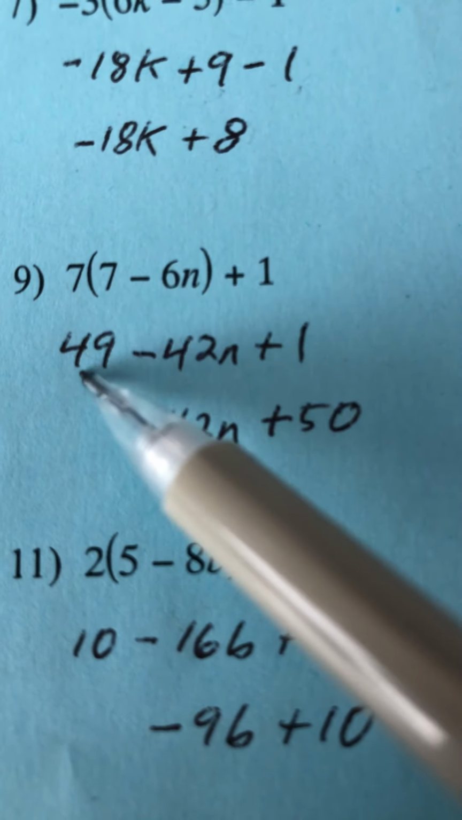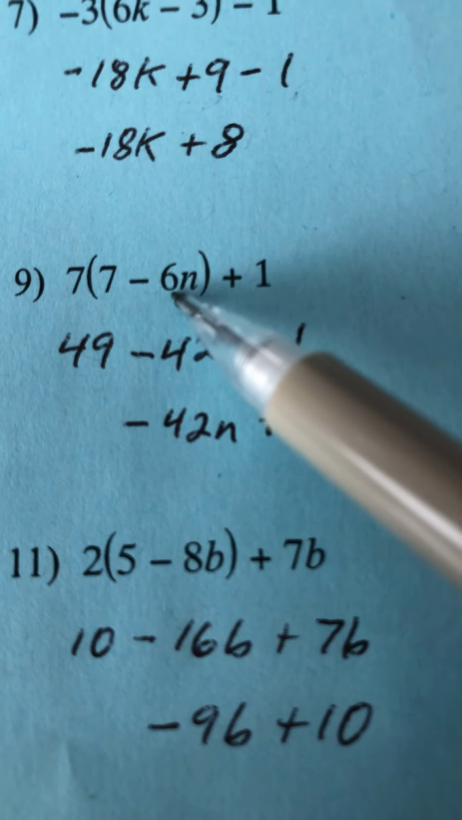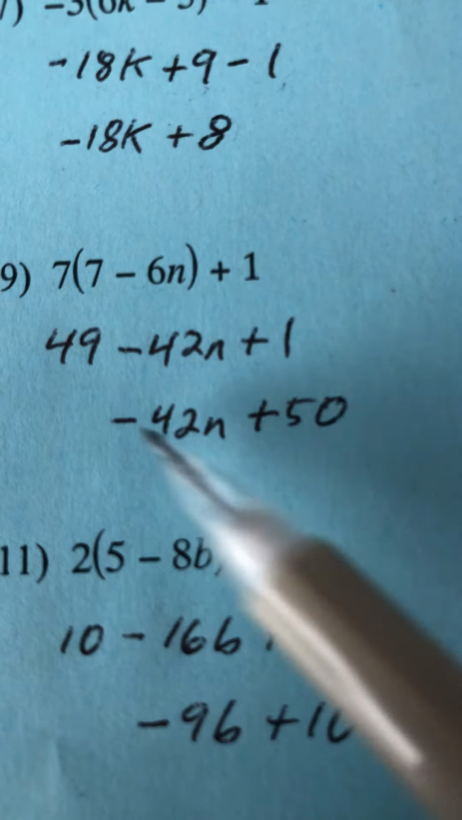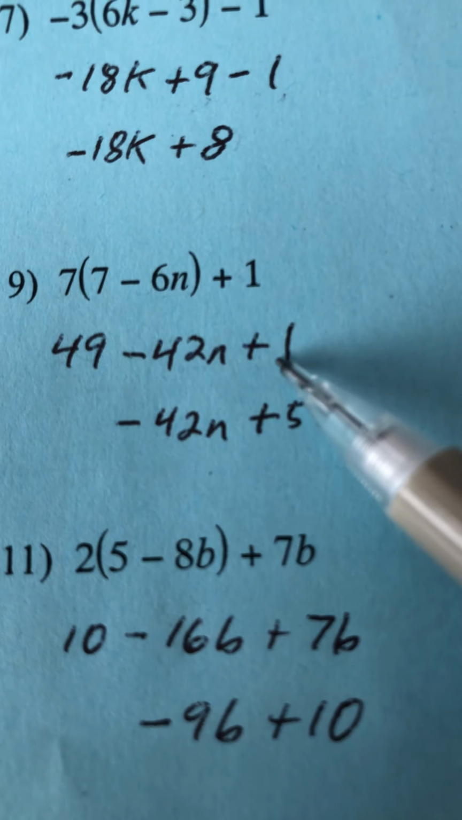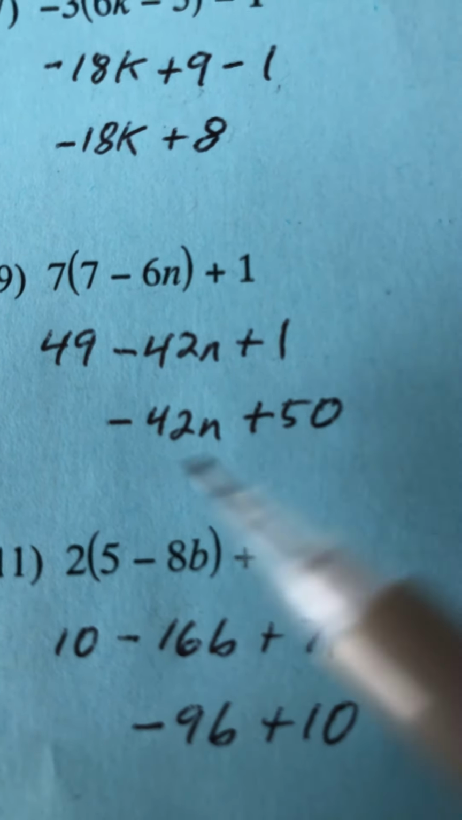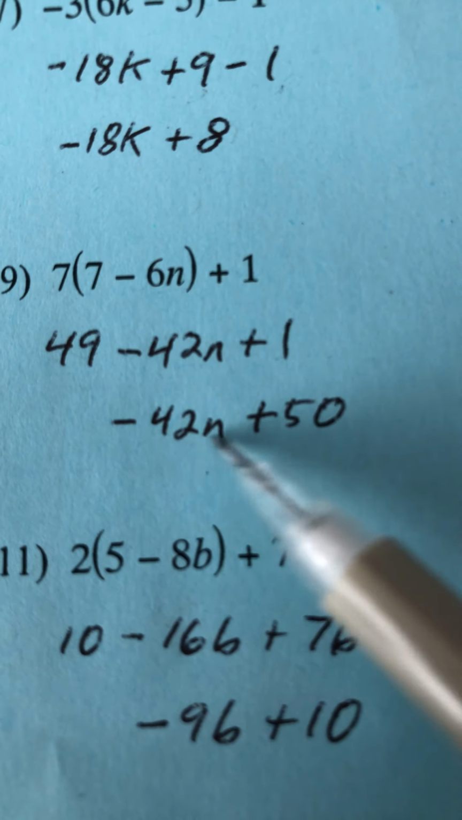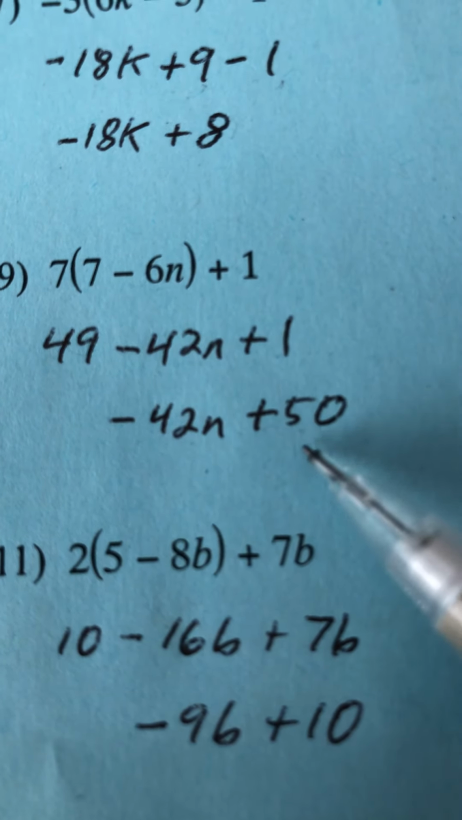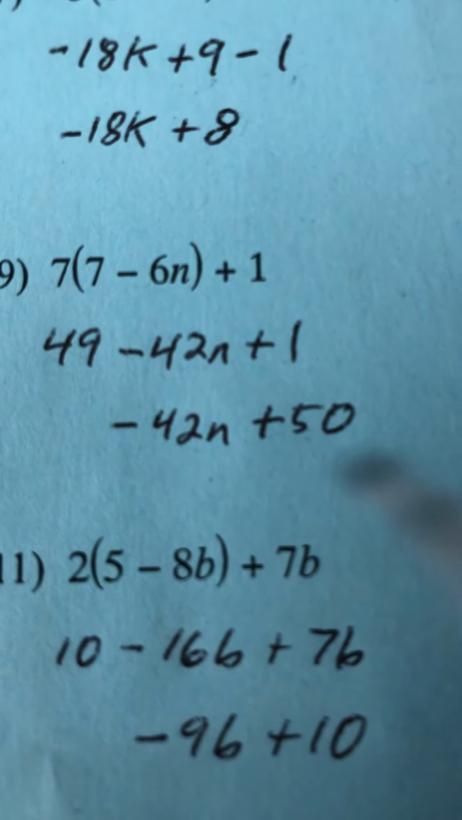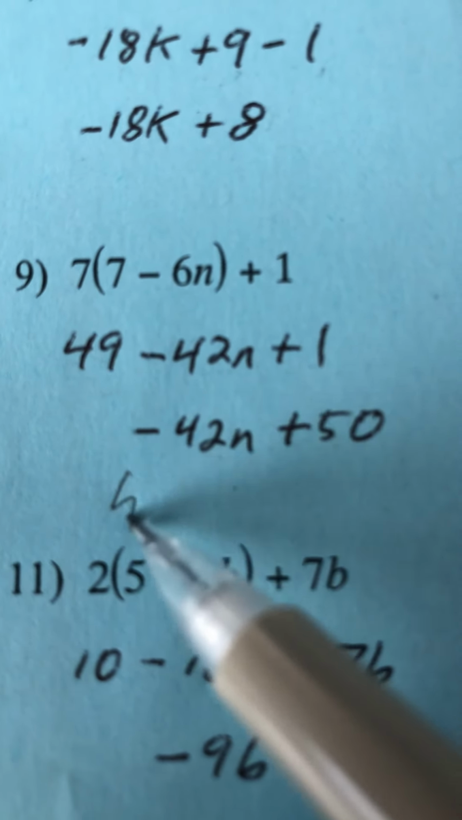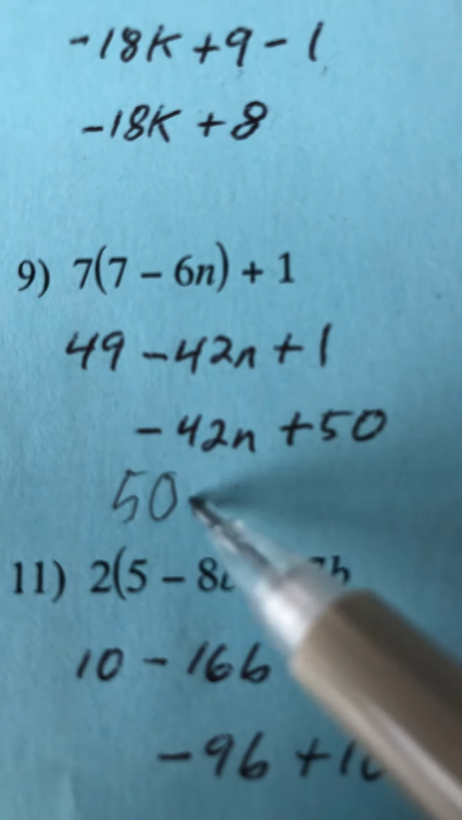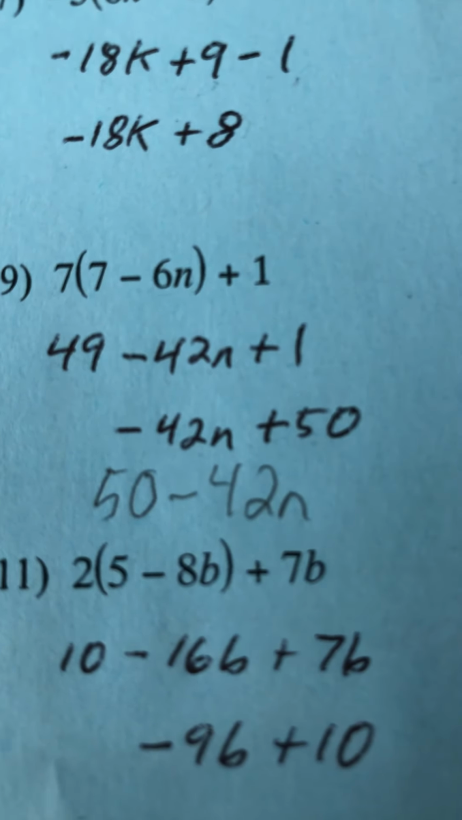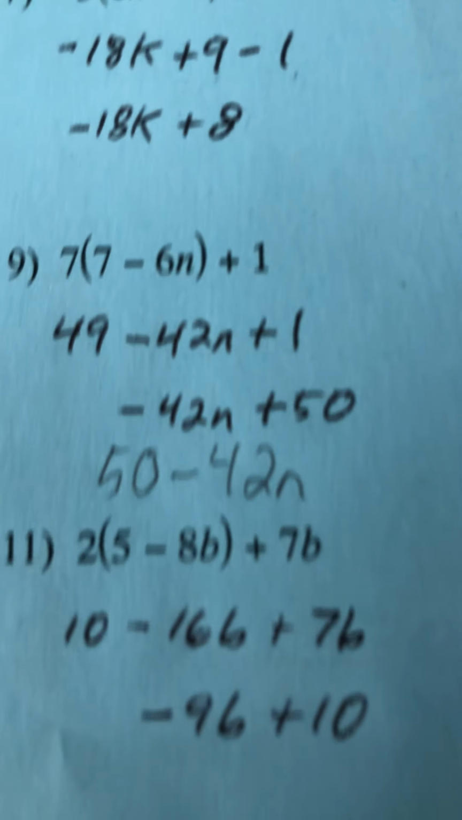7 times 7 is 49. Then 7 times the -6n is -42n. And I have this +1 I bring on down. My 49 and my 1 are the only things I can put together. So I'm left with my -42n plus 50. 49 plus 1 is 50. Now, if you wrote it the other way, if you have it, 50 minus 42n, that's okay too. Okay, it's the same thing, just written a little differently.